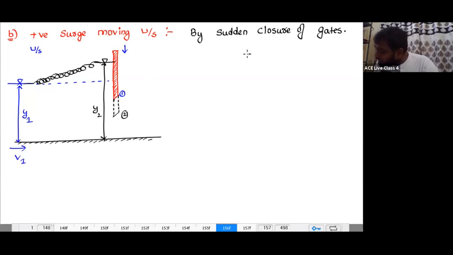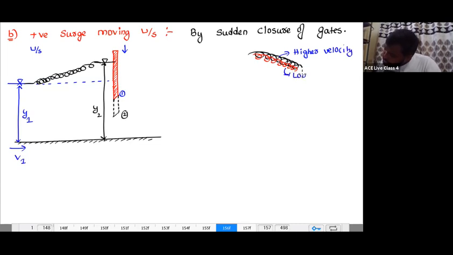See, whatever the surge wave you can see, these are the elementary waves or not. In this multiple waves would be there. And whatever the top wave, at the top there is a higher velocity compared to the lower velocity. Means here, bottom is going to be the lower velocity. So keep that in your mind.